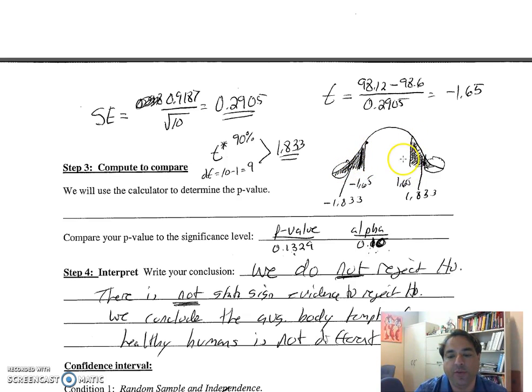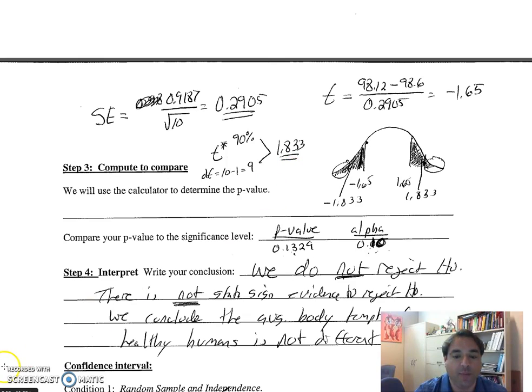This would be the p-value, these two shaded areas. Negative 1.65 to the left, positive 1.65 to the right. That is a picture of our p-value. Now we're going to compare it to the critical values, the t-star. Now remember, for t-star, it's 90% that's given because alpha is 10%, and degrees of freedom is n minus 1. 10 minus 1 is 9.